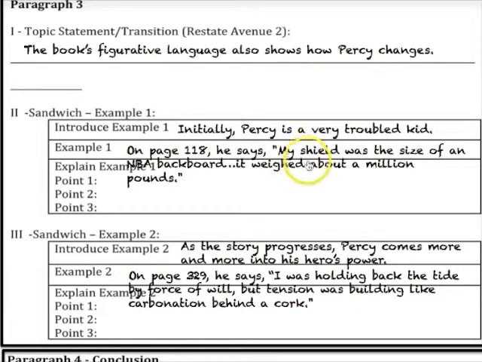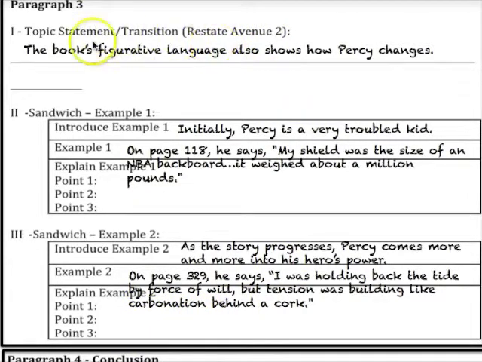Basically, you have to show in these examples that Percy is troubled, and how "my shield was the size of an NBA backboard. It weighed about 1,000,000 pounds." I might say something about the fact that that shows how small and weak he feels and how troubled he is because he can't even handle a shield in a little game of capture the flag. And then as the story progresses, "I was holding back the tide by force of will," and I can go on to talk about what a powerful hero he is because he can hold back the entire Pacific Ocean.